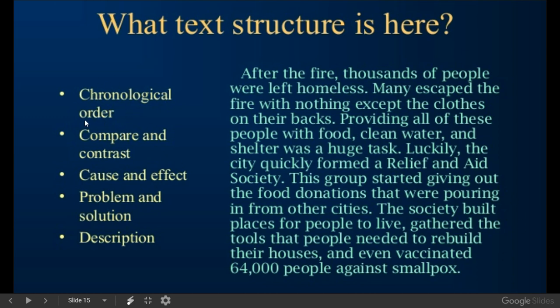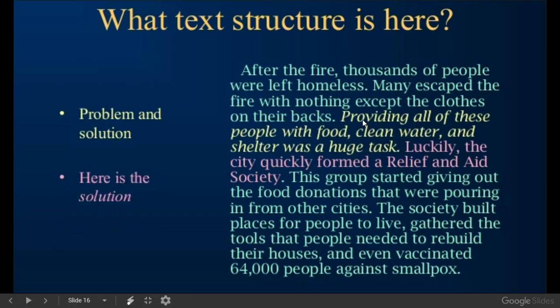Is this in order of sequence? Is this comparing similarities and contrasting differences? Is there a cause and effect? One specific thing that happened and an effect because of it? Maybe. Is there a problem and a solution? Is it a description of one thing? So a problem would be providing all of these people with food. Many escaped the fire with nothing except clothes on their backs. Providing all these people with food, clean water, and shelter was a huge problem or a huge task. The solution was the Relief and Aid Society.